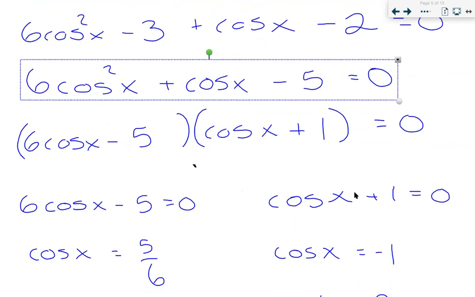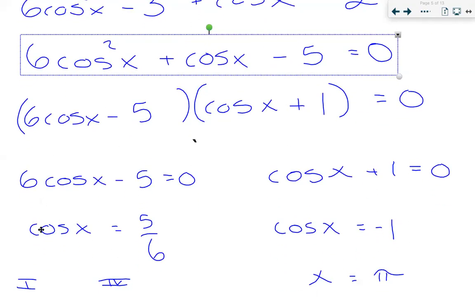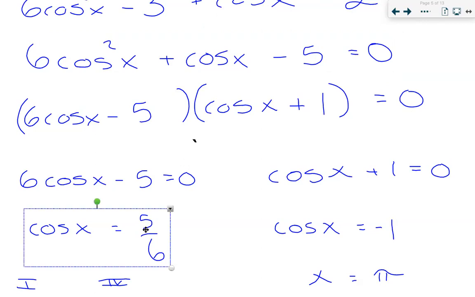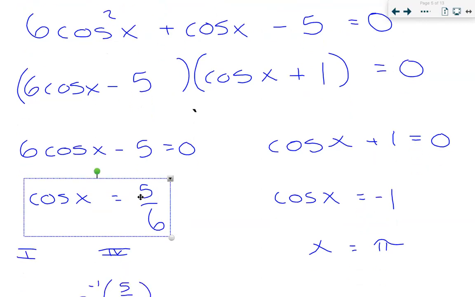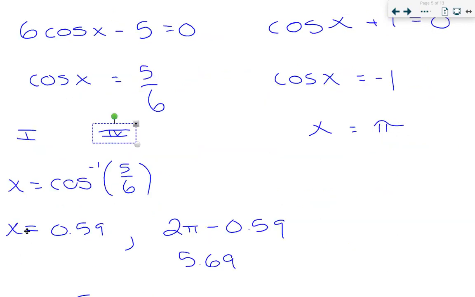We're going to use the zero product property next, giving me cosine x is positive 5/6 and cosine x is negative 1. For this expression right here, it's positive. Cosine is positive in the first and the fourth quadrant. So now we're going to take the inverse cosine because 5/6 is not a special ratio. Inverse cosine from your calculator returns 0.59 radians. That's my first quadrant angle.